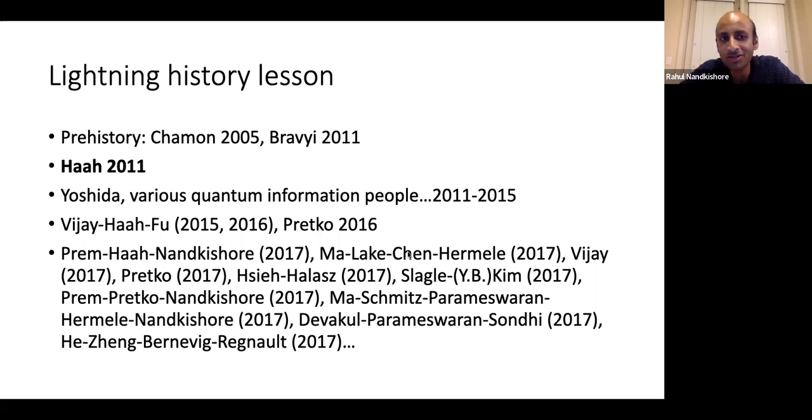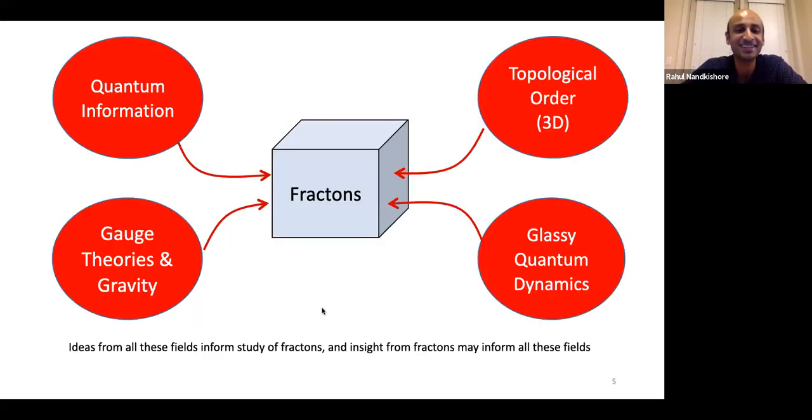So just a lightning history lesson. The first modern fracton model was probably written down by Chamon in 2005. And then condensed matter people didn't pay any attention whatsoever. The first people to pick up on it were from the quantum information community, people like Bravyi, Haah and Yoshida. And then condensed matter people only started paying attention around 2015, 16. But in the past 5 years, there's been a real explosion of interest, and this listing stops in 2017, but there's exponential growth in the number of condensed matter papers on fractons since then.